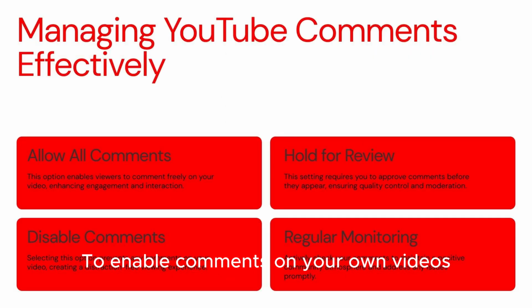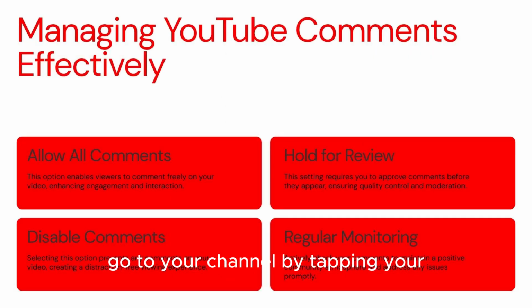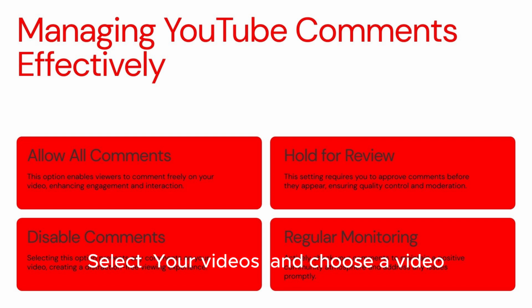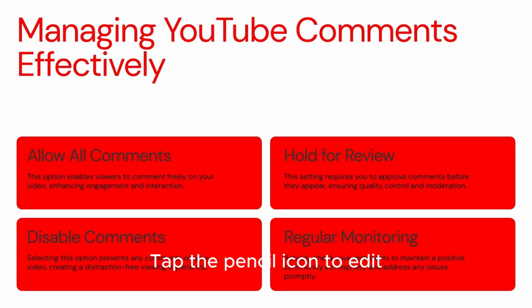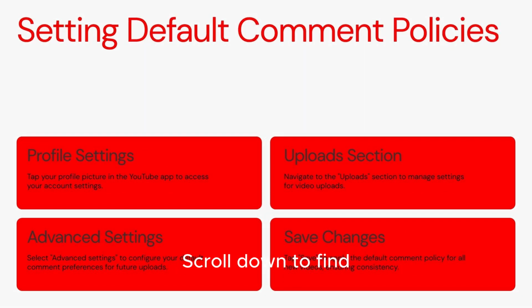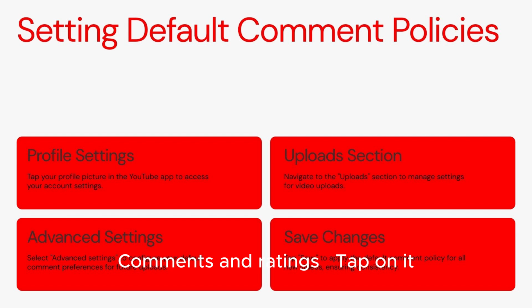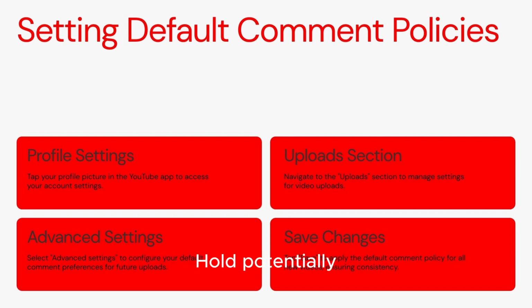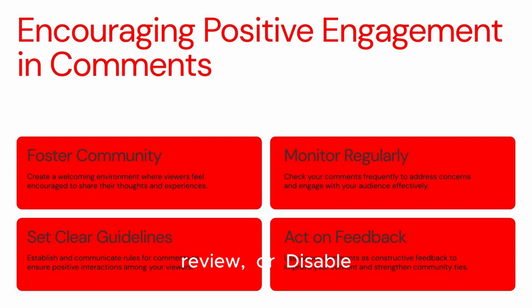To enable comments on your own videos, go to your channel by tapping your profile picture, select your videos and choose a video. Tap the pencil icon to edit. Scroll down to find comments and ratings. Tap on it. Here you can choose allow all comments, hold potentially inappropriate comments for review, or disable comments. Select your preference and save.